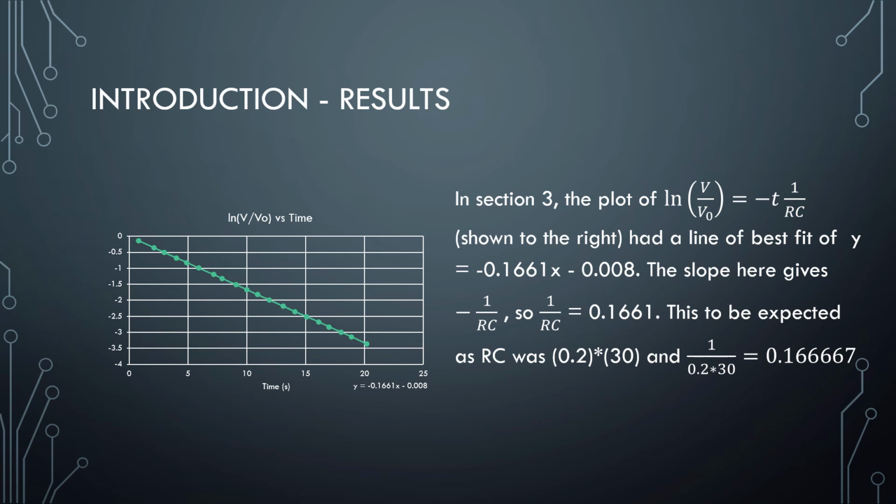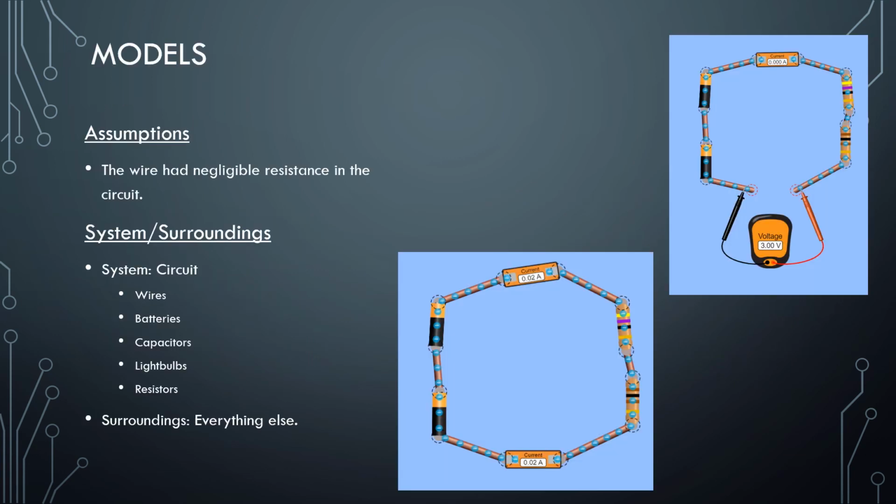In section 3, the plot of the natural log of V over V naught equals negative t times 1 over RC, shown to the right, had a line of best fit of y equals negative 0.1661 times x minus 0.008. The slope here gives negative 1 over RC, so 1 over RC equals 0.1661. This is to be expected as R times C was 0.2 times 30, and 1 over 0.2 times 30 is 0.16 repeating. The rest of the results will be discussed throughout the experiment portion of this video.